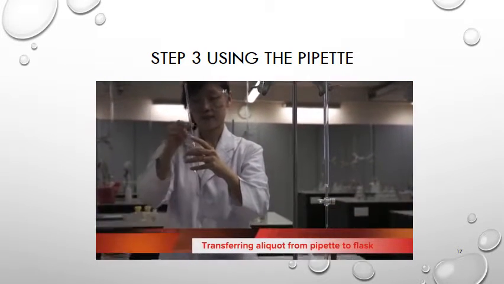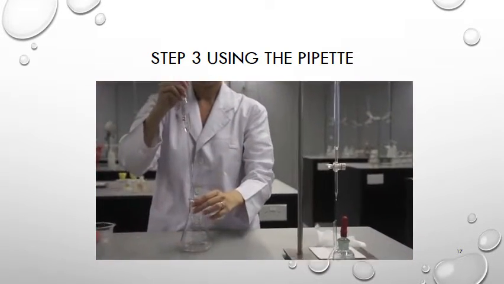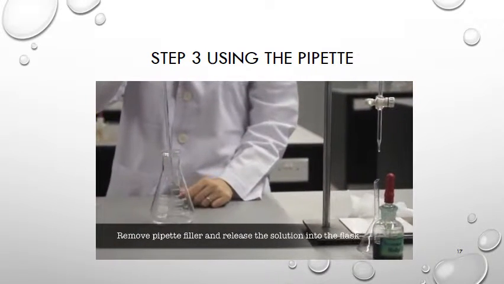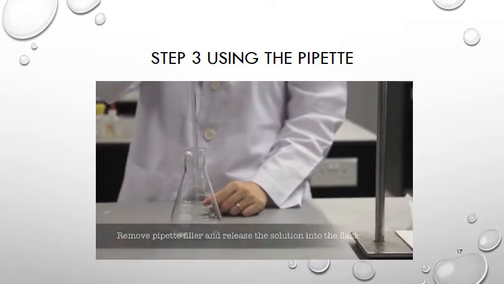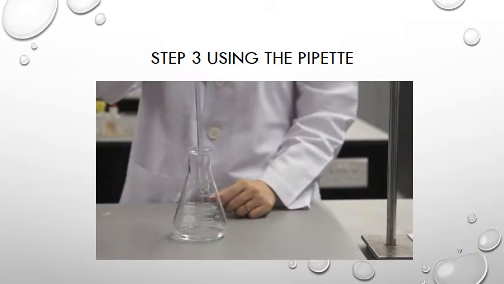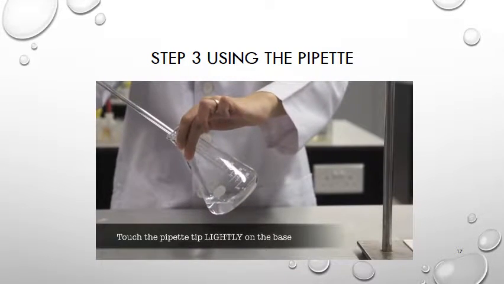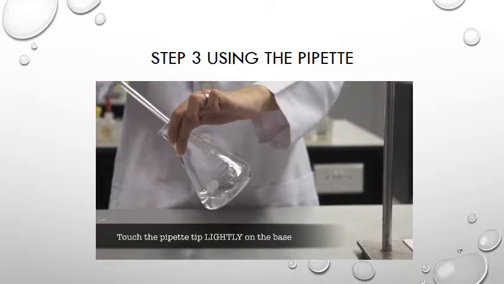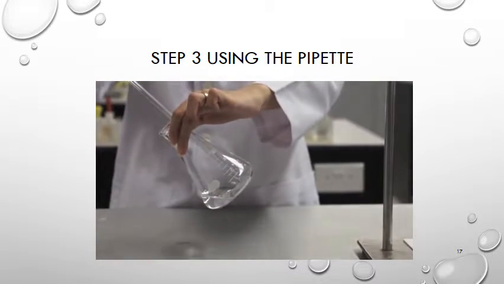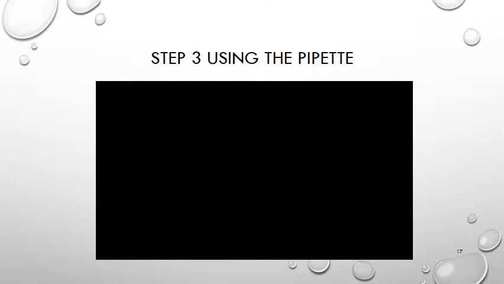Now transfer the solution into the conical flask. Take the pipette filler off and let the solution flow into the conical flask. Tap the tip of the pipette on the base of the flask gently to remove the last drop. You're now ready to start your titration.